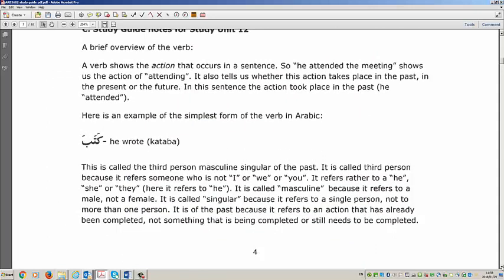Now, a verb shows the action that occurs in a sentence. It's the doing word, as they commonly say. For example, "He attended the meeting." Attended here is the action that is being done. So that's the verb.